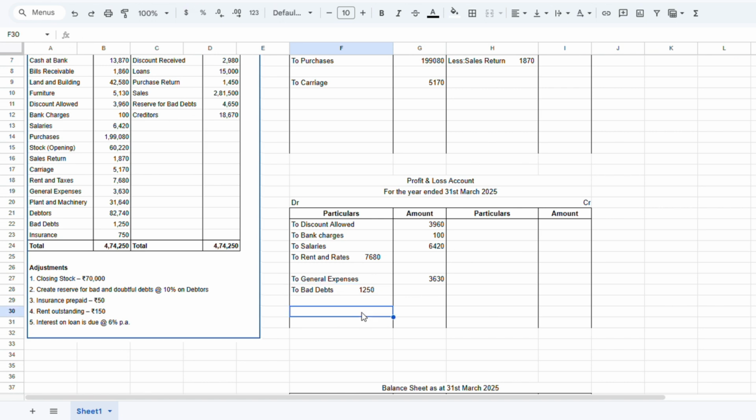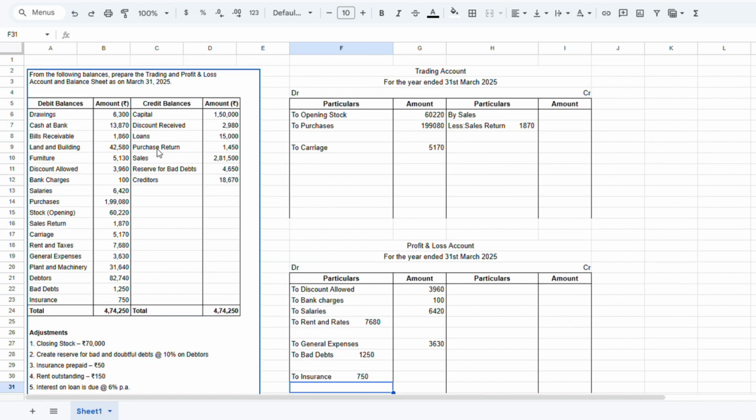Next we have insurance 750. Insurance is an expense for the business, an indirect expense. So profit and loss account debit side, to insurance 750. We have an adjustment, so we will take it in the inner column and leave a line.